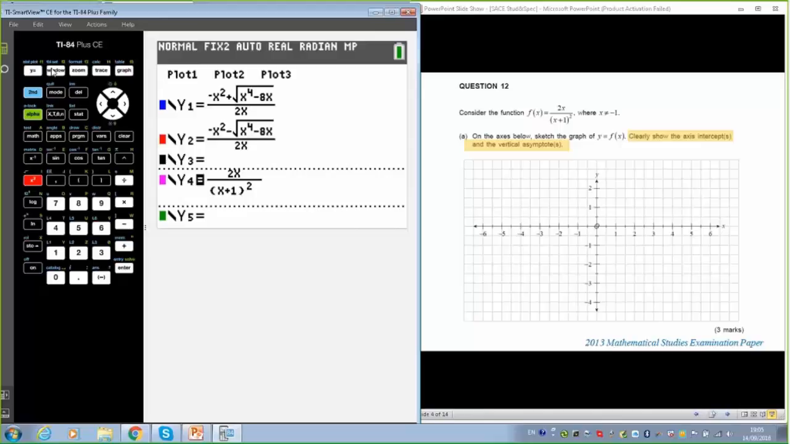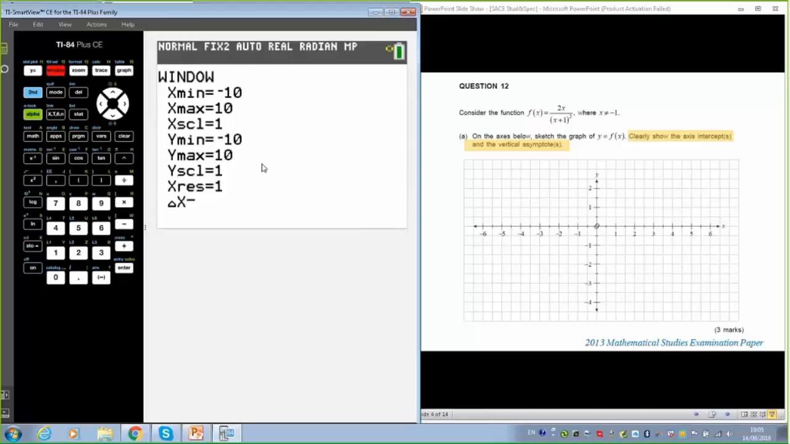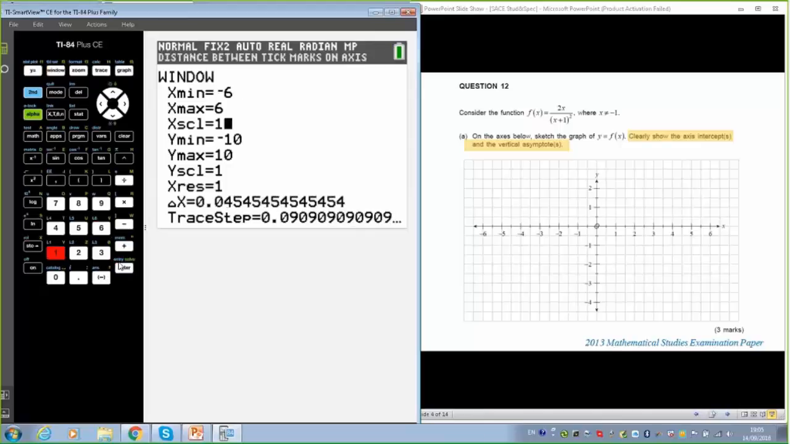Before we press graph, let's set the window up exactly the same as the screen. So -6 to 6, going up by 1. The marks on there are the same. From -4 to 2, going up by 1. And let's have a look at this graph.